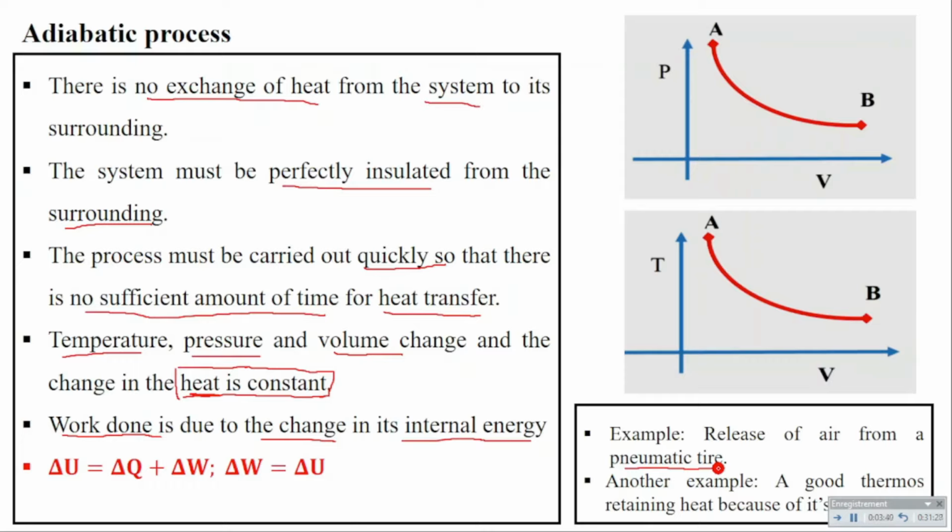Another example is the thermos. A good thermos at home is considered an adiabatic process because there is no heat exchange with the surroundings. You can assume that a good thermos is an adiabatic process. When you have an adiabatic process, delta Q is equal to 0. That means the system does not exchange heat with the surroundings.